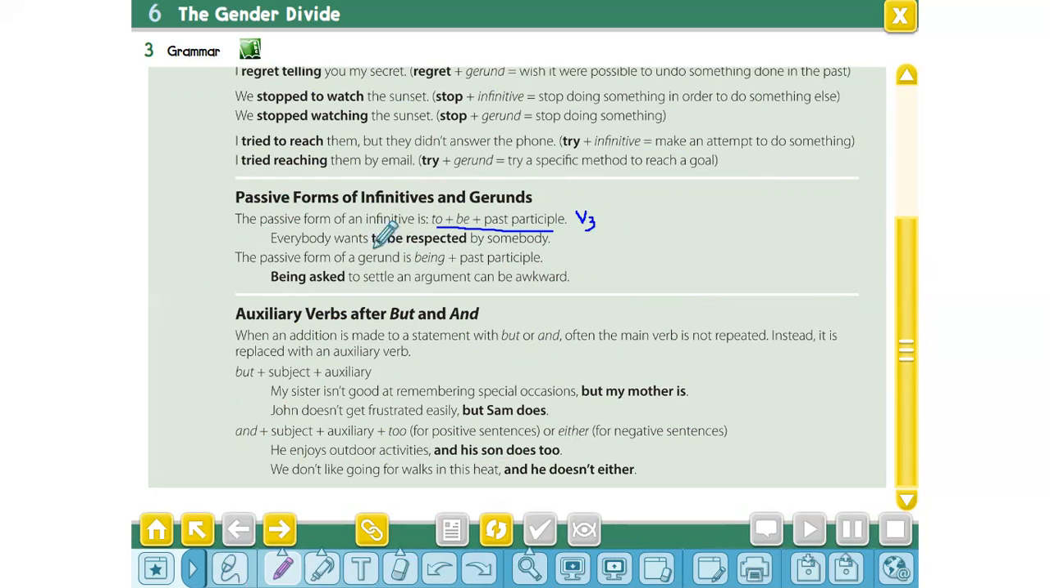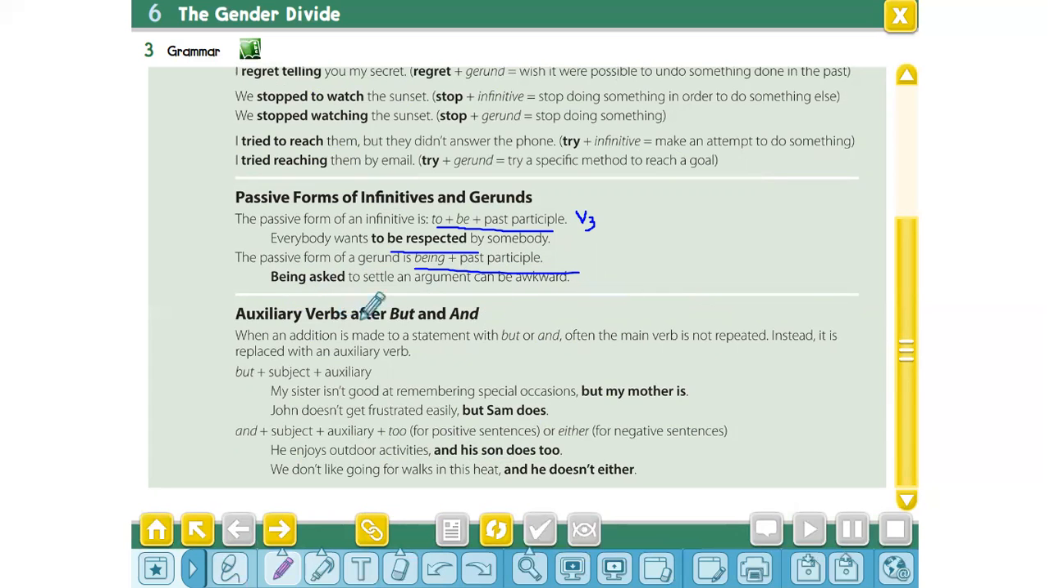Everybody wants to be respected by somebody. To plus be plus past participle. The passive form of a gerund is being plus past participle. For example, being asked to settle an argument can be awkward.